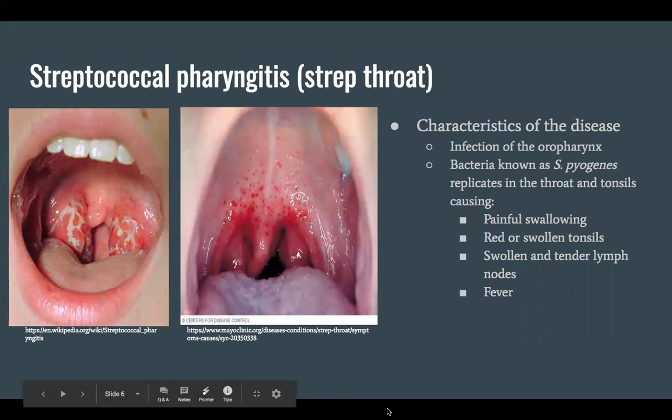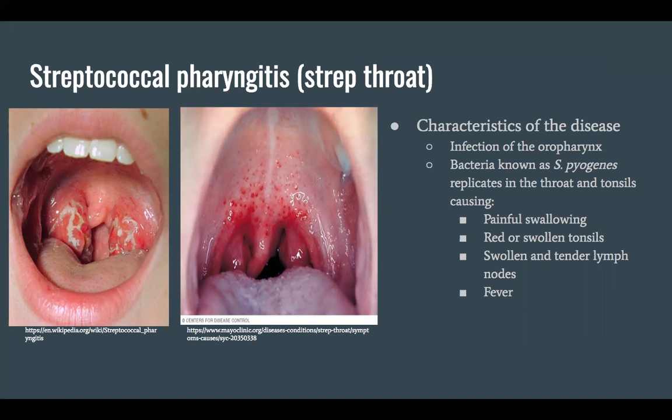And then in this slide, this is the disease that a streptococcal pyogenes infection causes, which is known as streptococcal pharyngitis or strep throat. And some characteristics of this disease, it is the infection of the oropharynx. The bacteria known as S. pyogenes replicates in the throat and tonsils, which causes an individual to have painful swallowing, red or swollen tonsils, swollen and tender lymph nodes, and a fever.